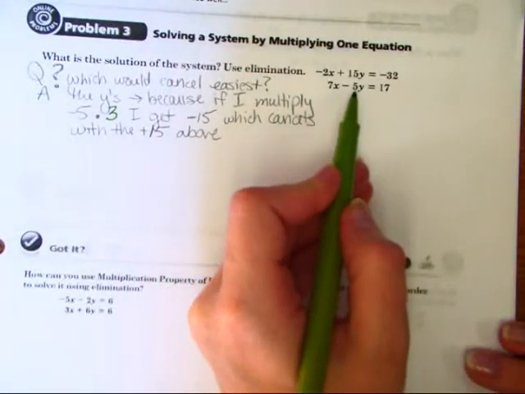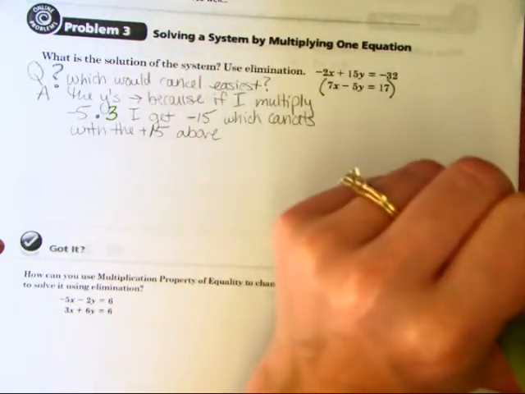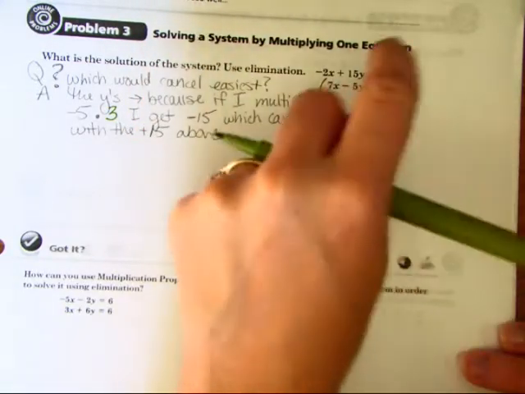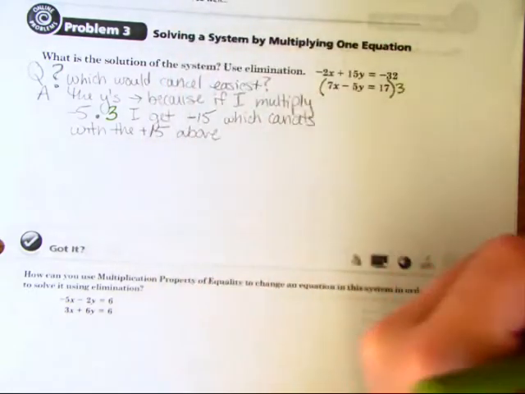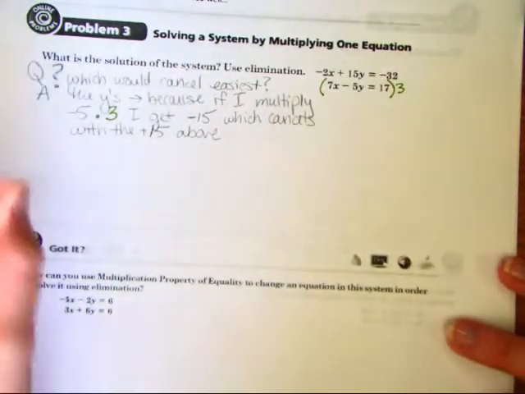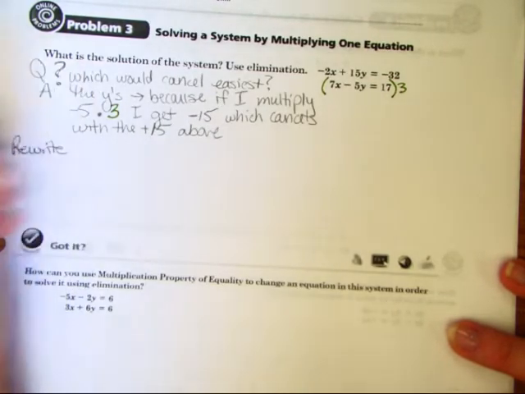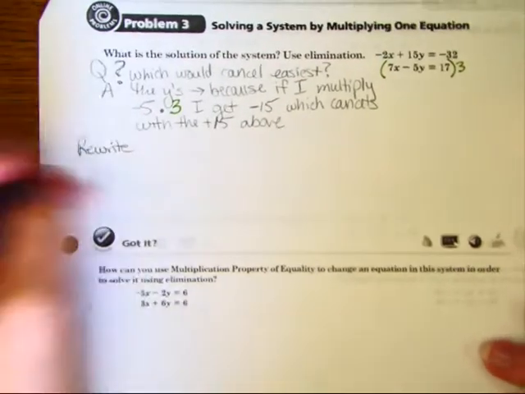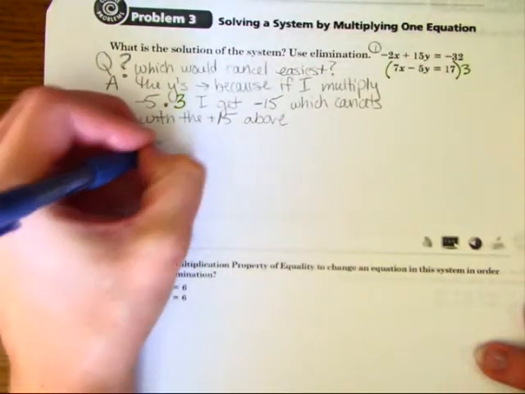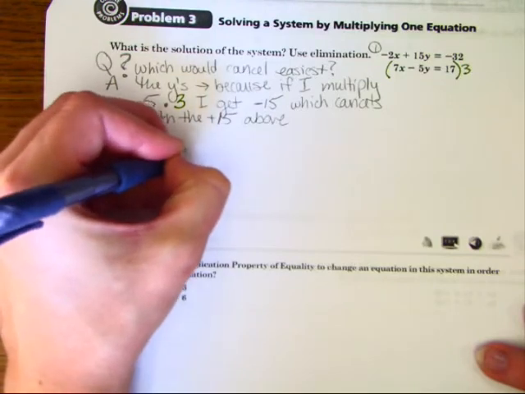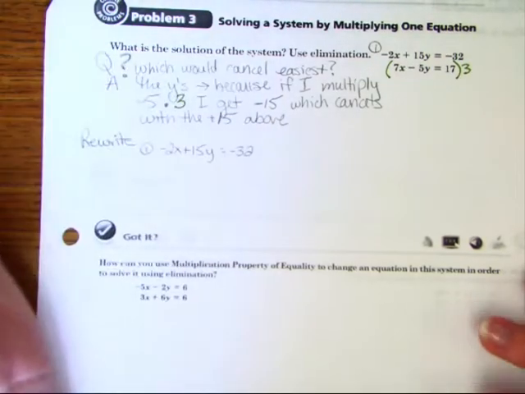If you multiply this 5 by a +3, you will get -15. And that -15 will cancel with that +15. I said that funny. Alright, that just means we are going to rewrite it because in math, if you don't keep it organized, you will get lost. Are you ready? Rewrite it. The top one does not change. Equation 1 does not change. -2x plus 15y equals -32.